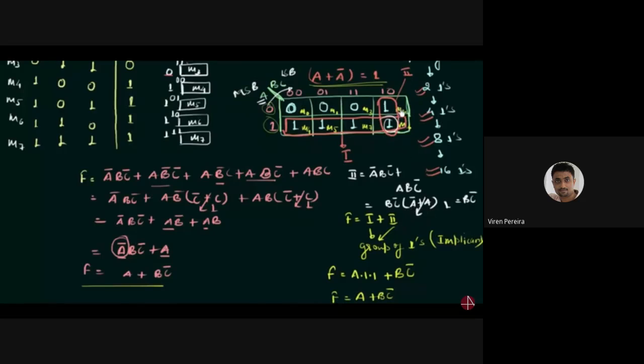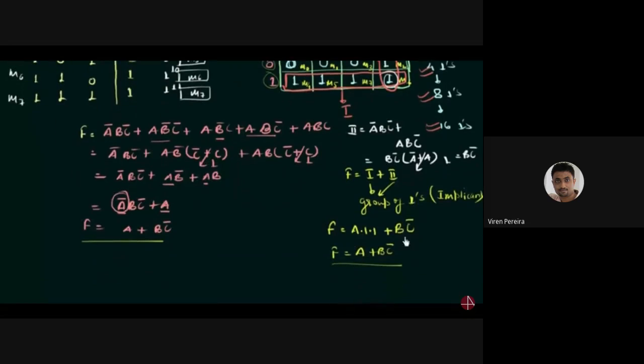Like in this case, M2 and M6, only A is changing from 0 to 1. So when these two cells have 1, I can pair them up and directly neglect the A, because A is changing from 0 to 1, and if it is changing from 0 to 1, we are having A complement or A, that's why I can neglect it. So this is what actually goes inside the K-map.